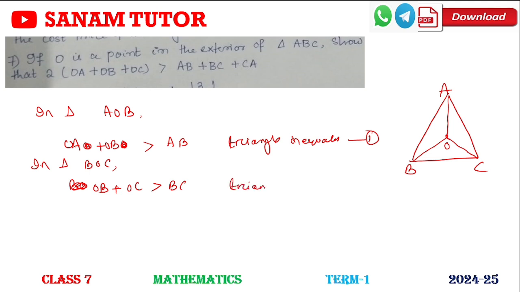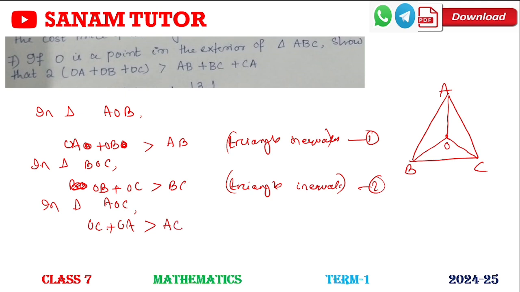Triangle inequality. This is equation 2. Similarly, in triangle AOC, we can write OC plus OA is greater than the third side, that is AC. Equation 3.